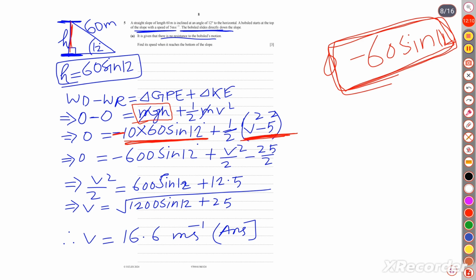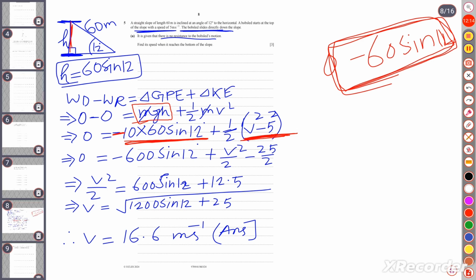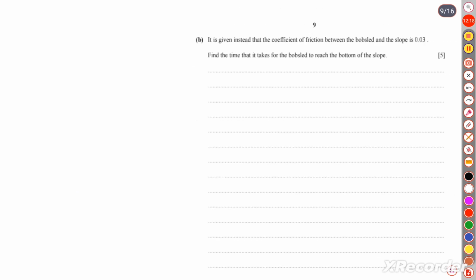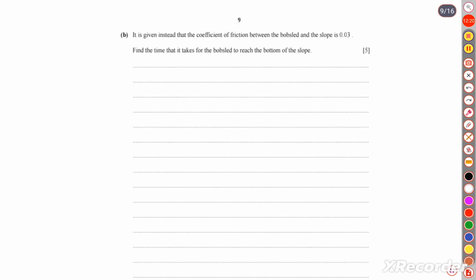The next question is on the next page, page number 9. Let us read question number 9, part B. It is given instead that the coefficient of friction between the bobsled and the slope is 0.03. Find the time that it takes for the bobsled to reach the bottom of the slope.